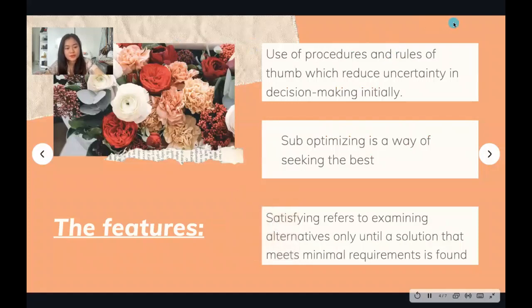There are 3 features of this. Firstly, use of procedures and rules of thumb, which reduce uncertainty in decision making. Next is sub-optimizing, which is a way of seeking the best. And finally, satisficing refers to examining alternatives only until a solution that meets minimal requirements is found.